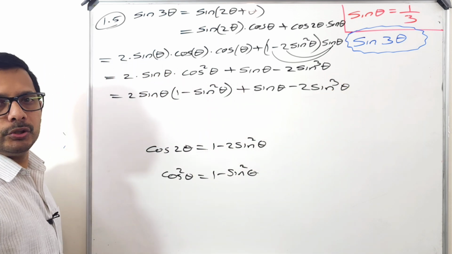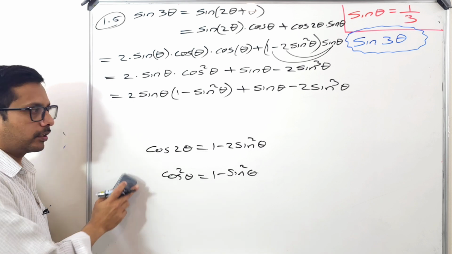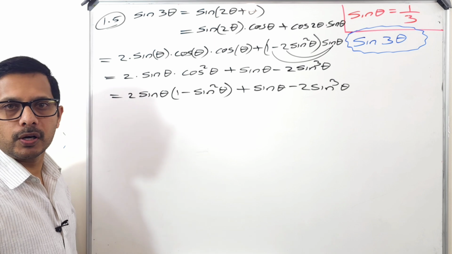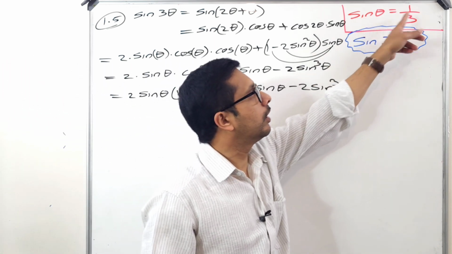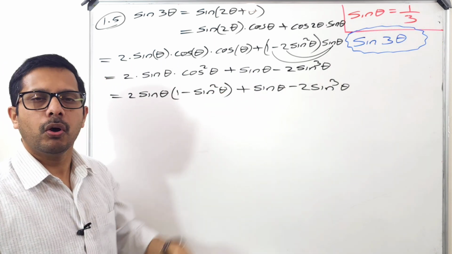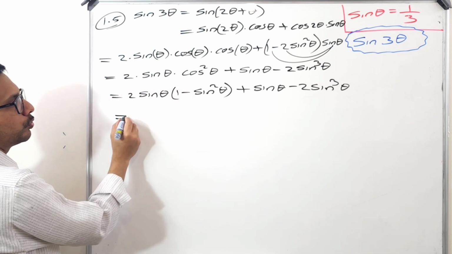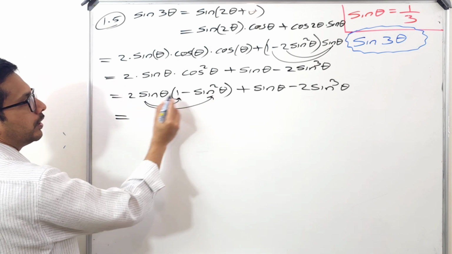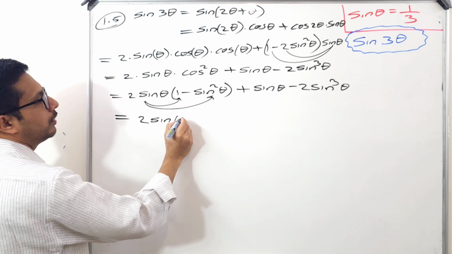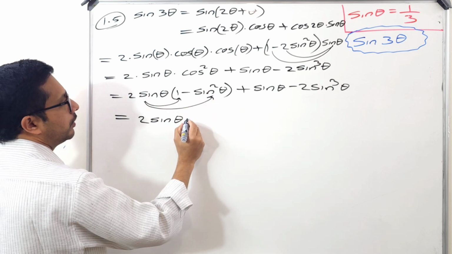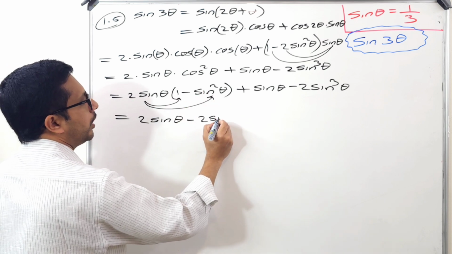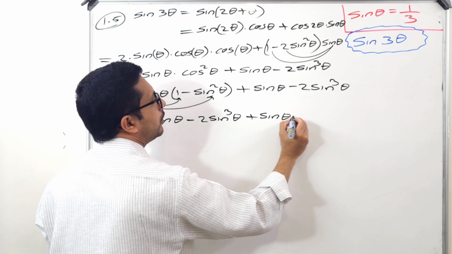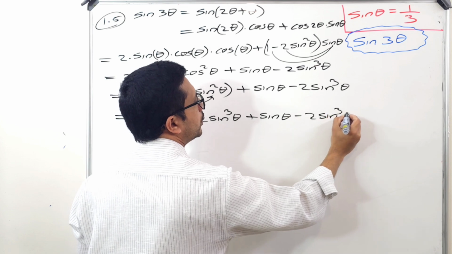Okay, so did you get all of this in sine? Either you can substitute that 1 over 3 in all these sine parts, because what is our value of sine theta? 1 over 3, so you can substitute here. Or we can just simplify once more. One or 2 steps: expand the bracket. 2 sine theta into 1 is 2 sine theta, 2 sine theta into sine square, that is minus 2 sine cube theta, plus sine theta minus 2 sine cube theta.